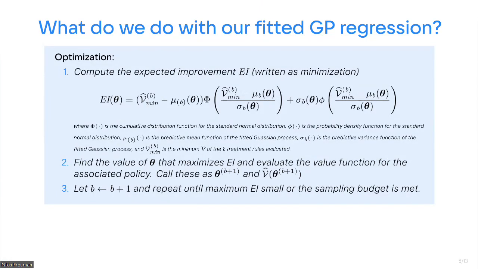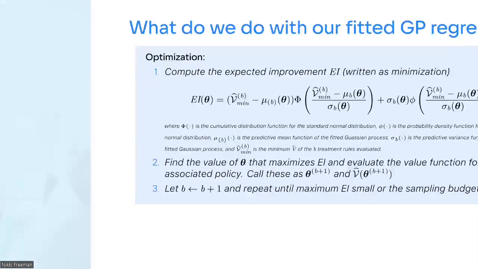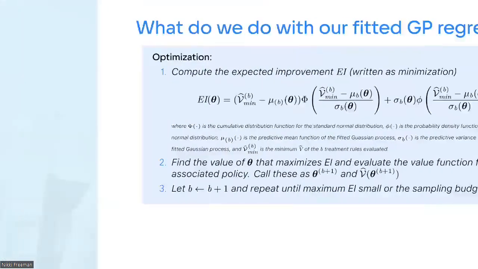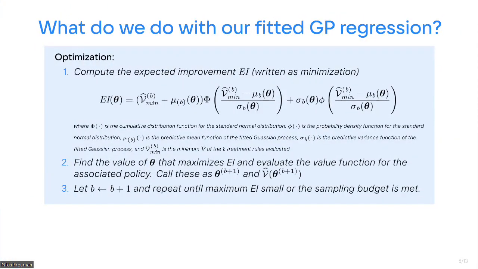So we've fitted this Gaussian process. I've sampled some spots, some different treatment rules, I've estimated their value, and I've updated what I believe the value function looks like. What can I do with my fitted Gaussian process regression? We're going to be able to do 2 things. The first thing is optimization. We're going to be able to use tools from Bayesian optimization to find an optimal.